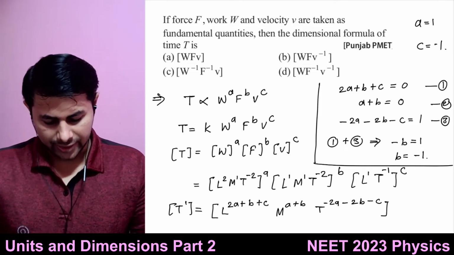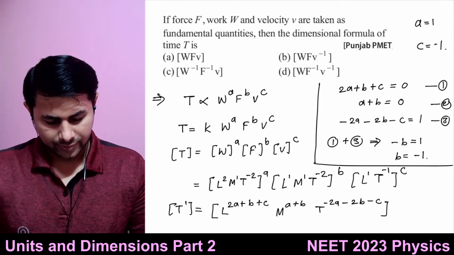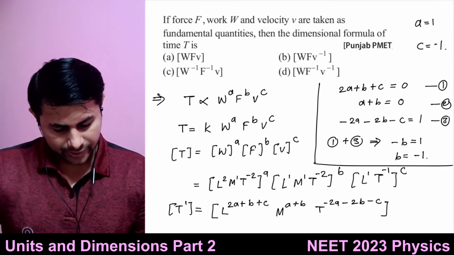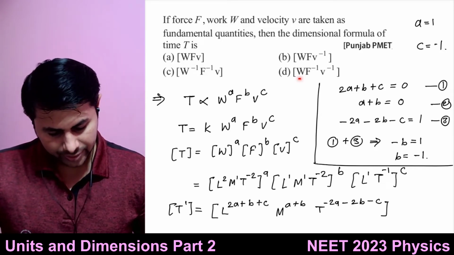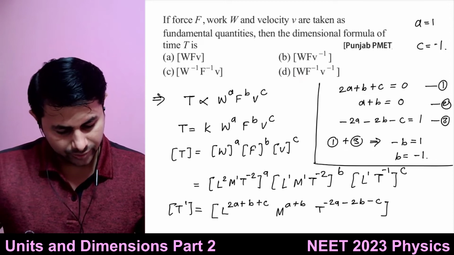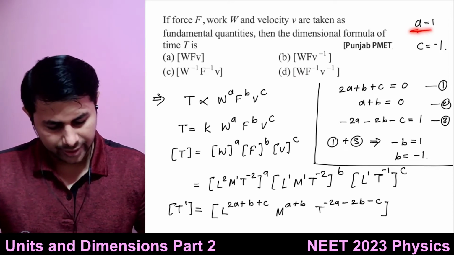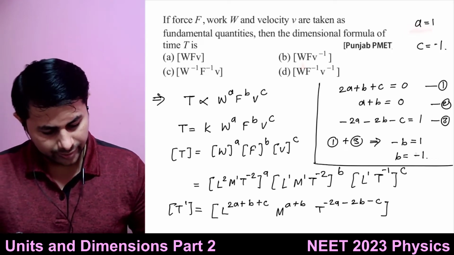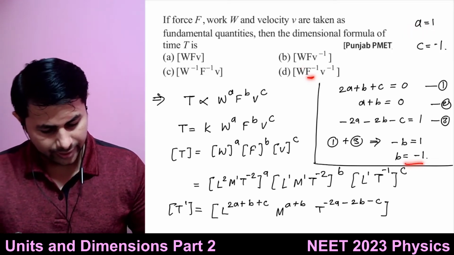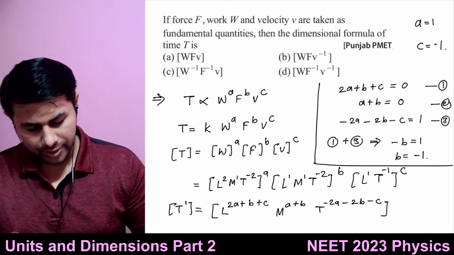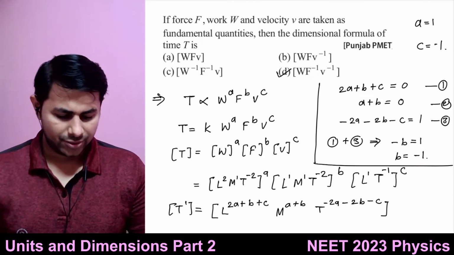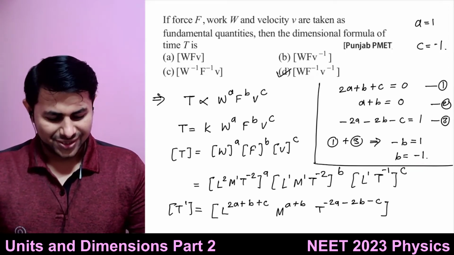So which is the answer? A is 1, B is minus 1, C is minus 1. Option D. So option D is the answer. Okay, so this way we can solve it.